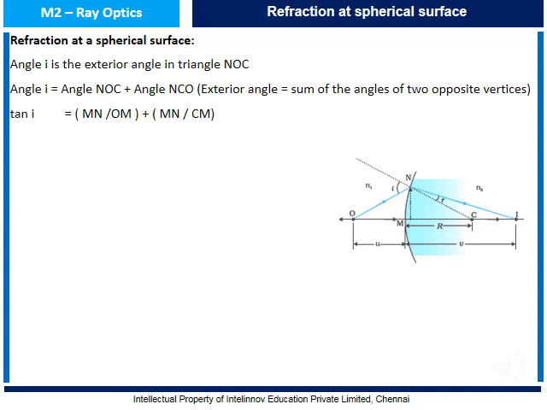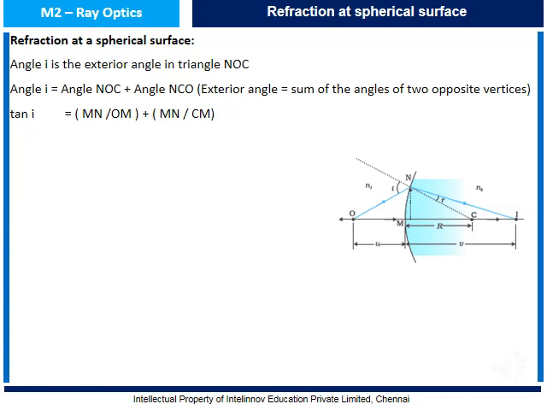How did we get MN by OM? MN by OM is nothing but tan of angle NOC, and MN by CM is nothing but tan of angle NCO. Thus tan I equals MN by OM plus MN by CM.